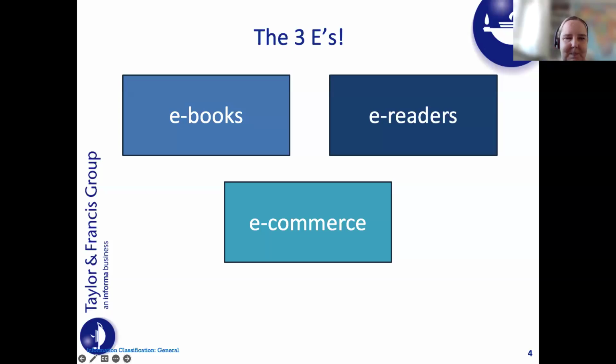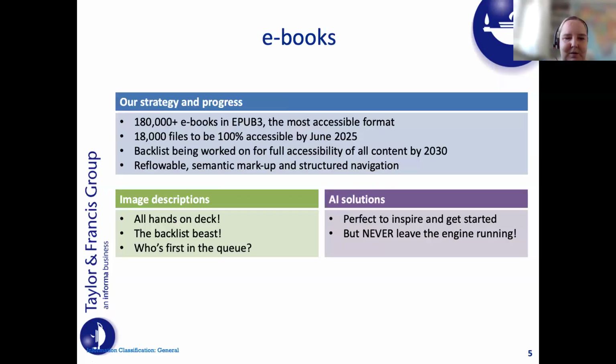Next slide, please. So as promised, ebooks. For TNF, as mentioned, we have 180,000 ebooks now in EPUB 3. 18,000 files to be 100% accessible by June 2025. What that means is all accessibility features incorporated, including image descriptions. The backlist will be worked on to be made fully accessible by 2030.